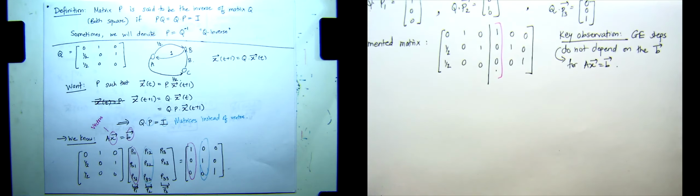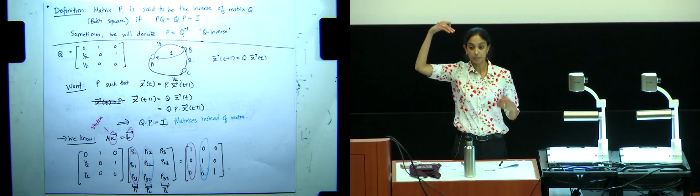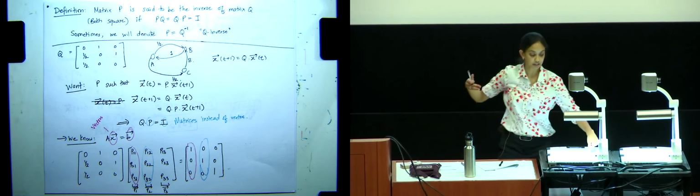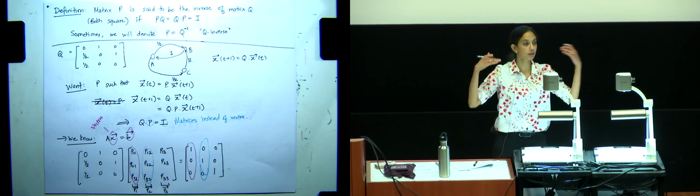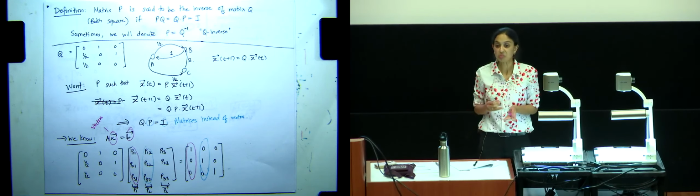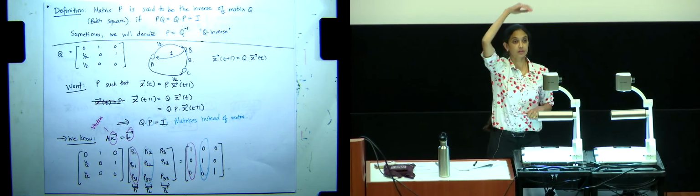In fact, when you do Gaussian elimination, what is your terminal point? In most cases, what you get here is an identity matrix. It doesn't depend at all on this, right? So the order in which you perform your row operations, we don't care. Good question.